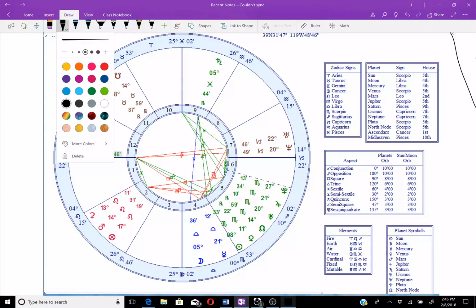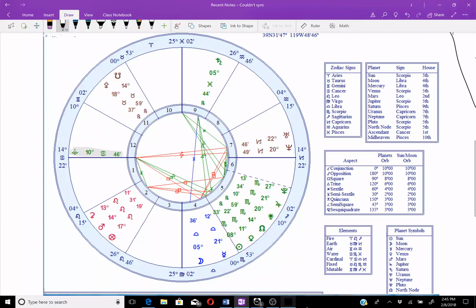Bear with me. So if we get rid of some of these other asteroids, I've got the asteroids in there because they're interesting as well. So if we get rid of these asteroids and the nodes, let's just get rid of that for a second. And good. All right. So one of the things that we're going to see is the emphasis in this chart. Look at this.